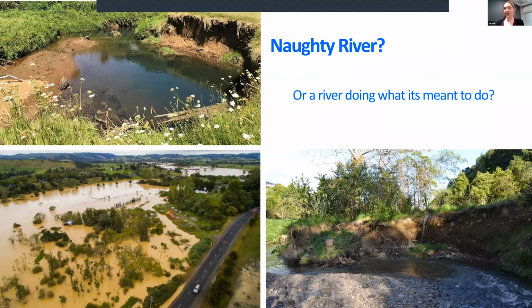We have tried to tame our rivers in the past, but they tend to have their own way of doing things, and they will rebel against us and flood out and erode. So the work is all about looking at the river and working best with it and living with the river in its natural environment and trying not to change that natural system.